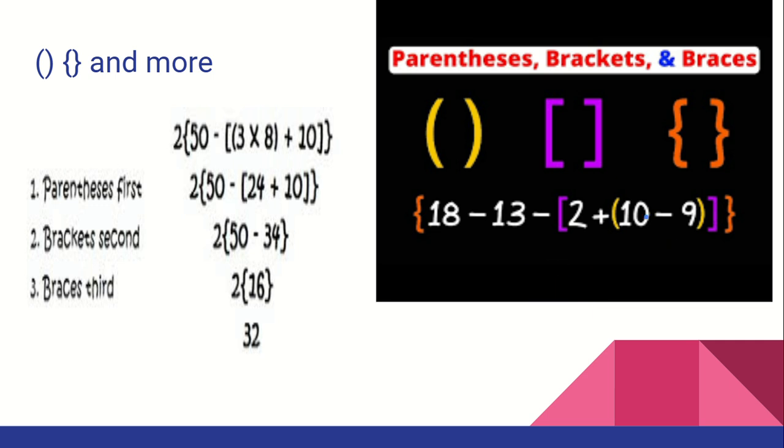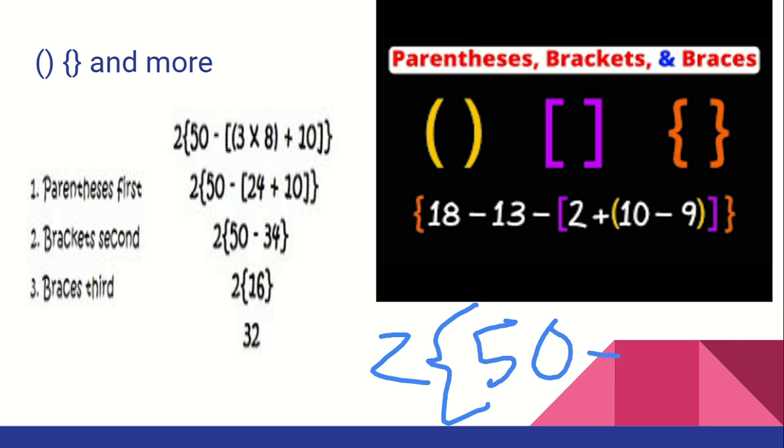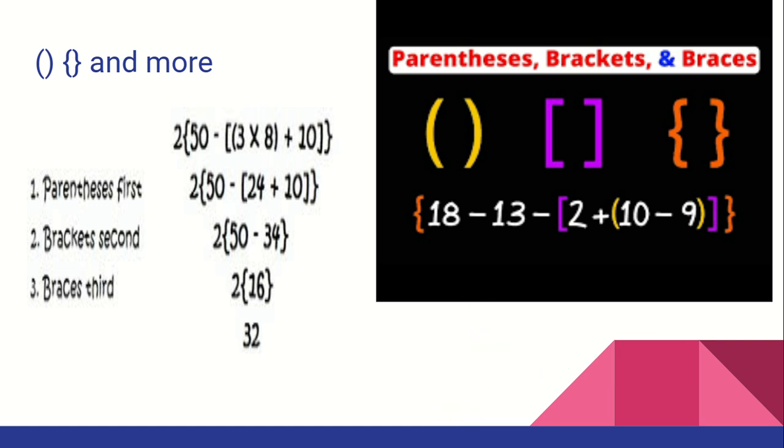But what if you got this? Let's calm down for a bit. 2, braces, 50 minus bracket. Now let's stop right there. Solve the parentheses first. And you got 24, plus 10. Do the bracket. And you get 250 minus 34. And if you use PEMDAS, you notice that you have to do multiplication first. But these are braces. So you have to do the braces first. Which is 50 minus 34, 16. And 2 times 16, 32. That's how you do it. Got that?